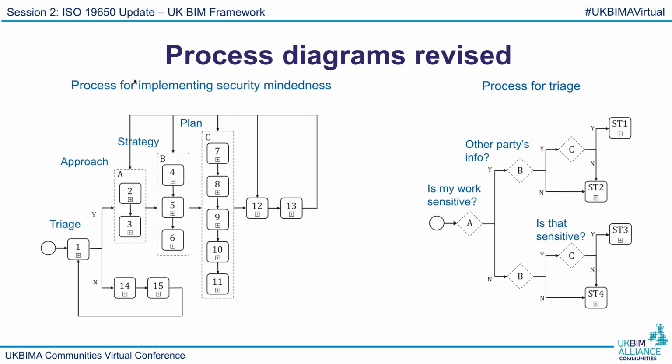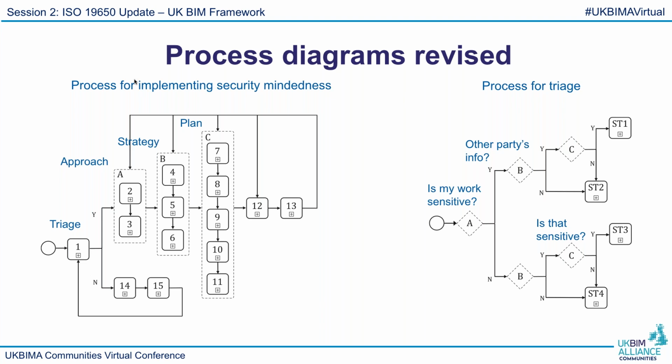And on the right-hand side, the triage process, which was a key feature of PAS 1192 Part 5, is still there and is, as we see, the first step in the process. And the triage process actually is the same, although it looks a little bit different, in that it asks a number of yes/no questions, and the answers to those questions take the user down a pathway to reach one of 4 outcomes for security mindedness.